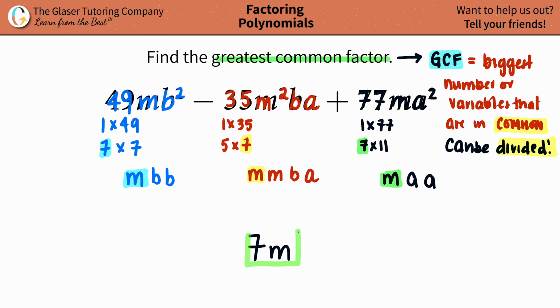So we found our answer. The greatest common factor between all 3 of these terms is just 7 and just m. No b's or no a's.